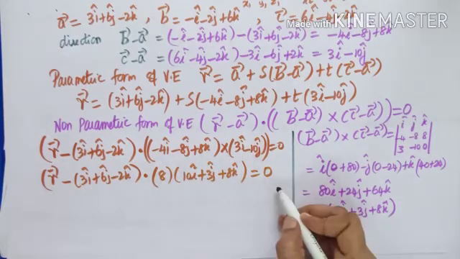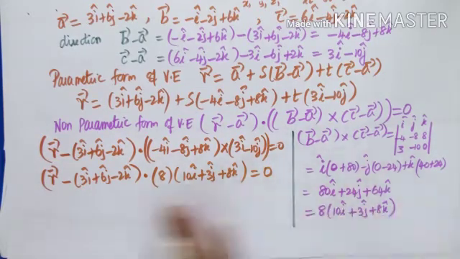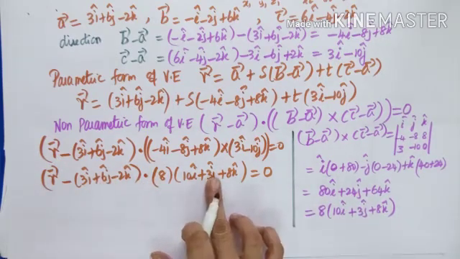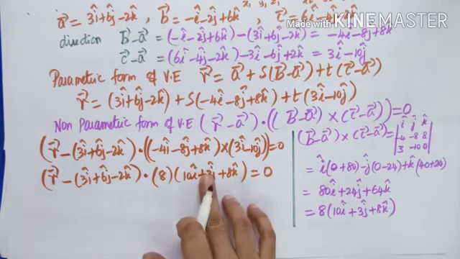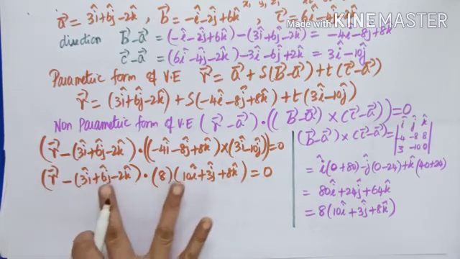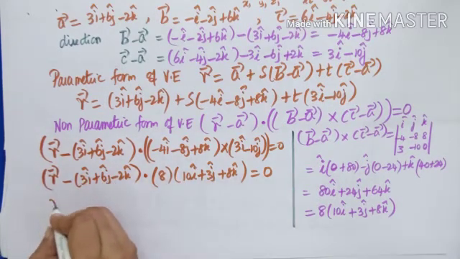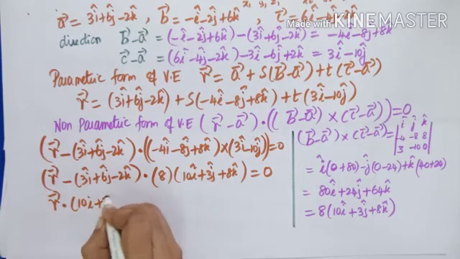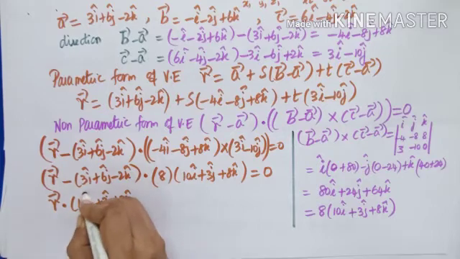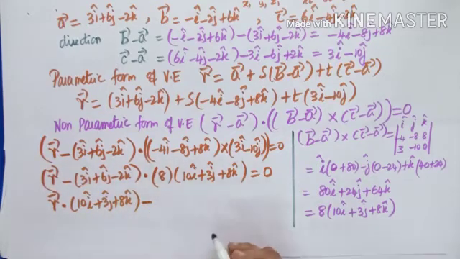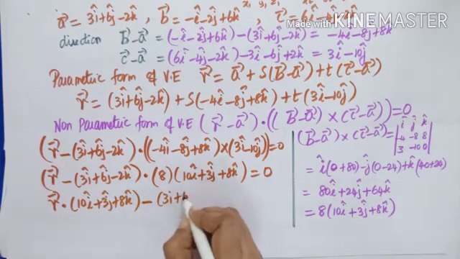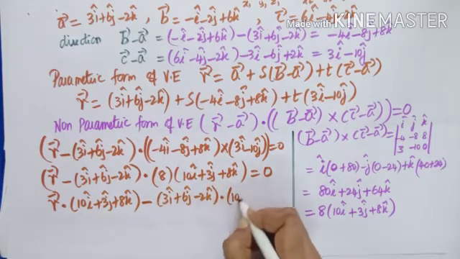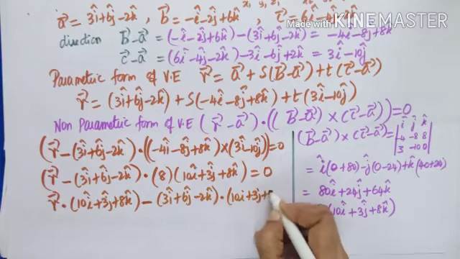8 I can bring it down. 0 by 8 is 0. So forget it. Dot product is only between the vectors. So I write r dot the vector minus the two vectors dot. So how do you write it? R dot 10i plus 3j plus 8k minus 3i plus 6j minus 2k dot 10i plus 3j plus 8k.